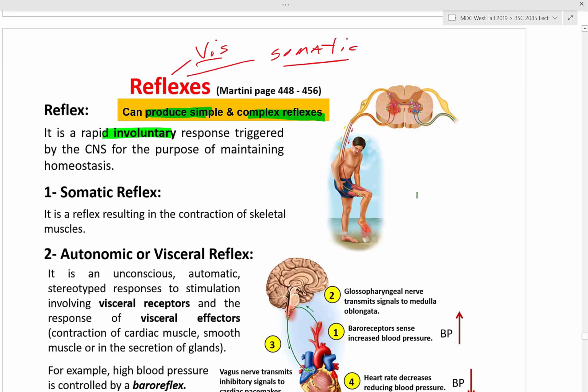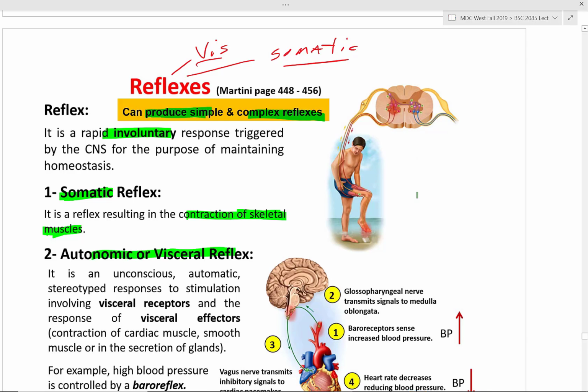The somatic reflex results from the contraction of skeletal muscles. That's step number one, where we see a picture of somebody tapping on a glass bottle, sending the reflex all the way to the spinal cord, and you're retrieving the foot from the glass. The other one is the autonomic or visceral reflex, and again, this is just in a visceral receptor.